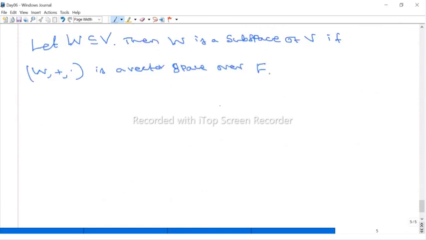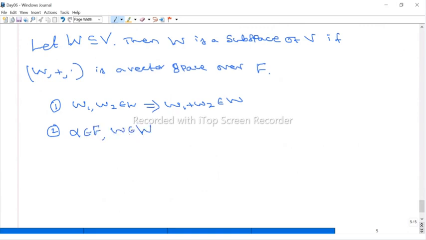Otherwise we need to check all the things. So simply we have to check whether the subset is a subspace or not. We have to check two conditions. One is if you take any elements W1, W2 in W, the sum W1 plus W2 should be in W. And then the second condition: if you take any element alpha in F and W1 in W, the product alpha into W1 should be in W. So we have to check these two conditions.